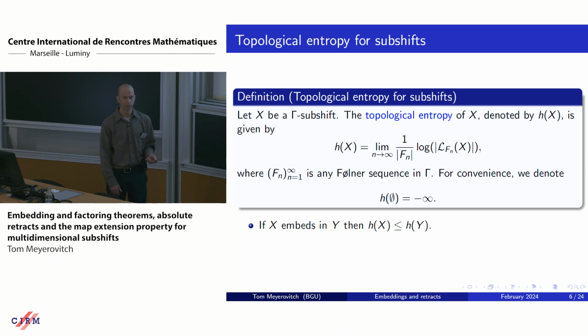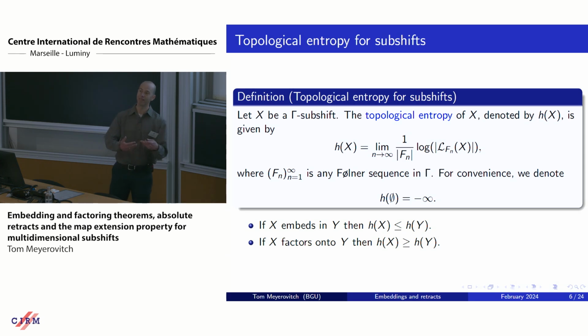And the things you need to know about it for the purpose of this talk are that if X embeds into Y, which makes sense according to the intuition, then it should have at most the entropy of Y. And if it factors onto Y, then it should have at least the entropy of Y. At least this holds in the context of amenable groups, and we're certainly within this context for the purpose of this talk.